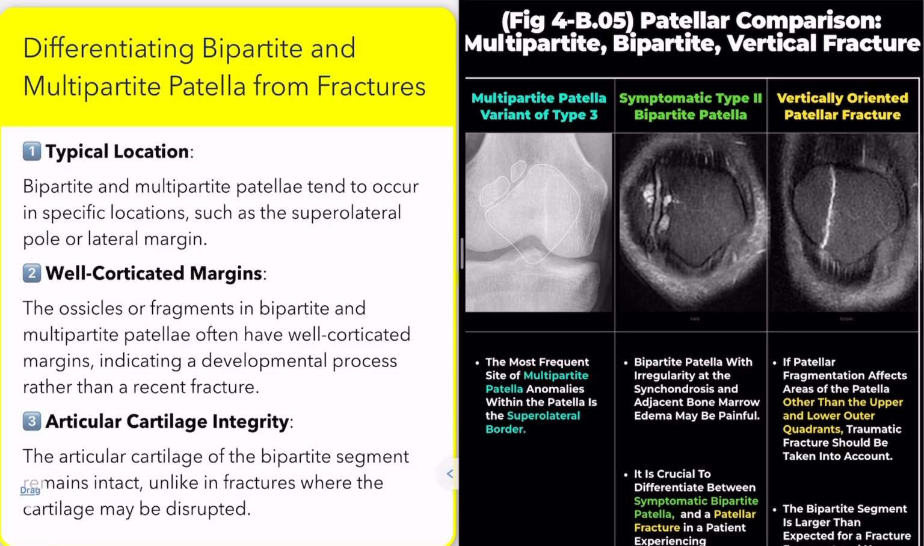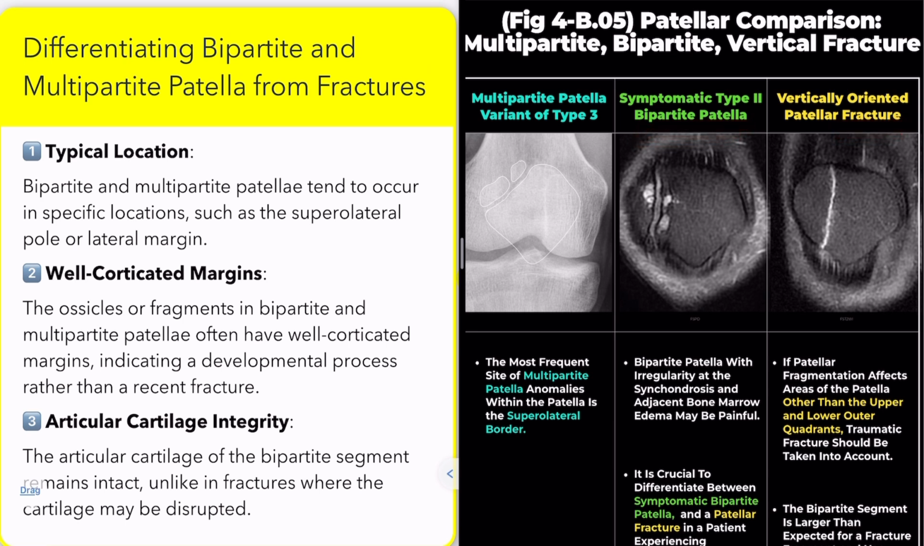Today, we'll discuss an important topic, distinguishing a bipartite patella from a fracture. First, let's understand a bipartite patella. It's a developmental variant in which the patella has two or more distinct ossification centers, resulting in a multifragmented appearance. It's important to differentiate this from a true fracture, as the management approaches differ significantly.